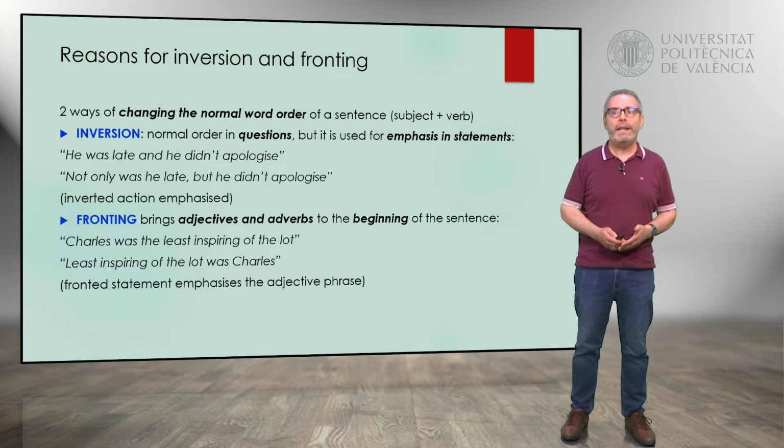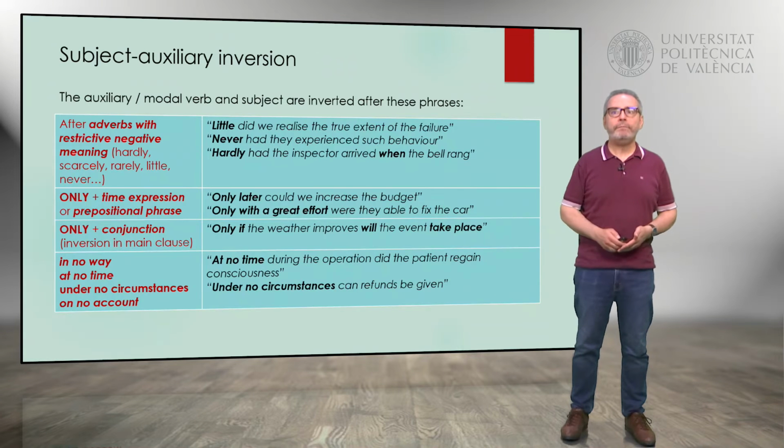For example, he was late and he didn't apologize. This is the normal thing. If we invert the action, it can be emphasized. Not only was he late, but he didn't apologize. On the other hand, fronting brings adjectives and adverbs to the beginning of the sentence. For example, instead of saying Charles was the least inspiring of the lot, we can say least inspiring of the lot was Charles. Then we have the emphasized adjective phrase.